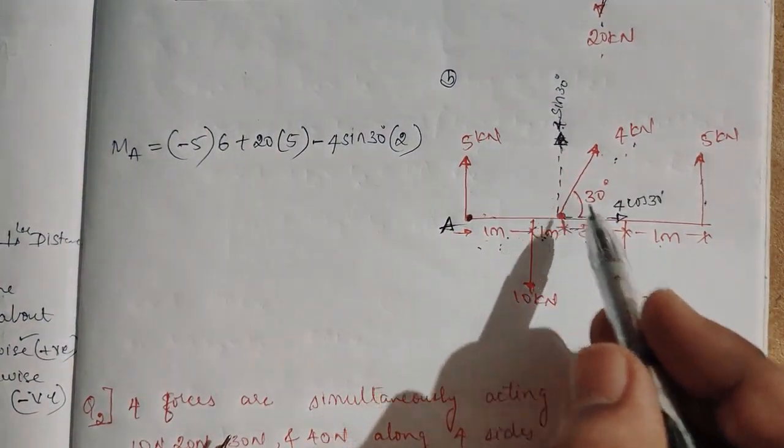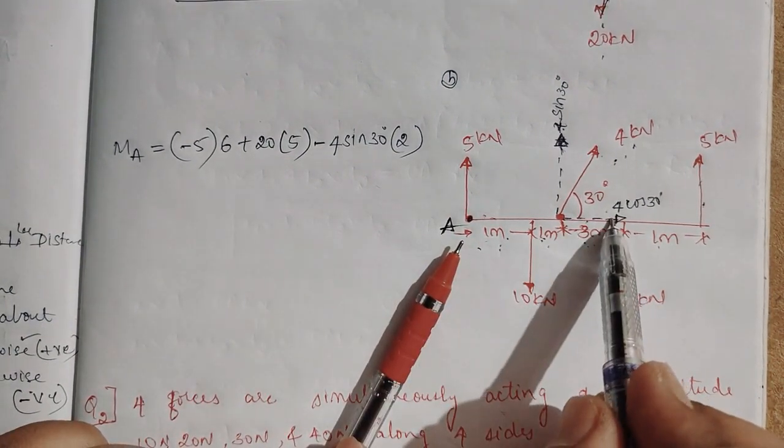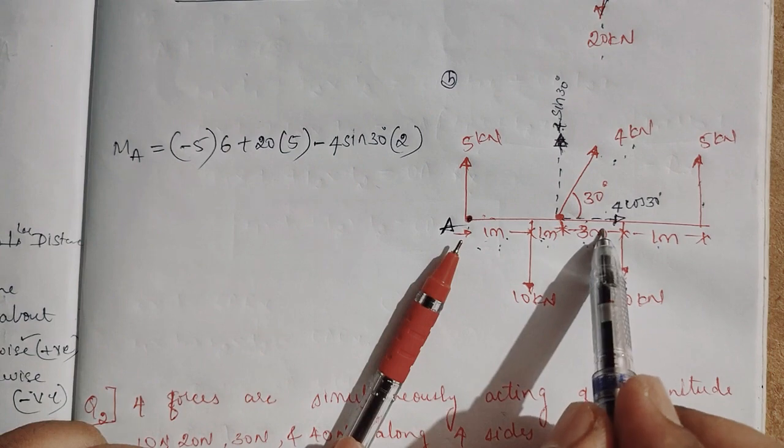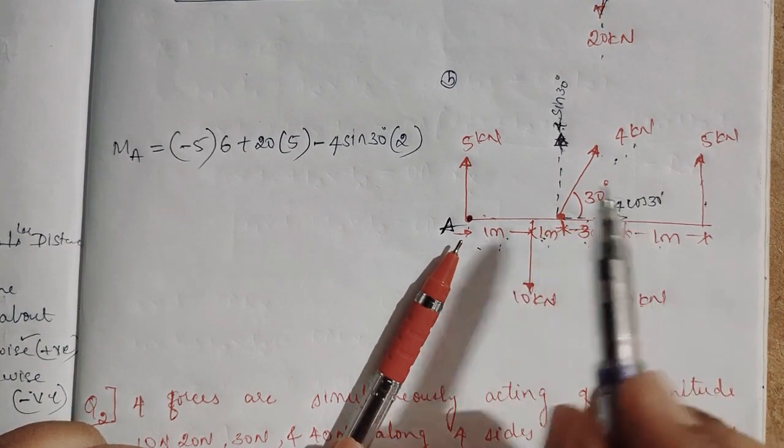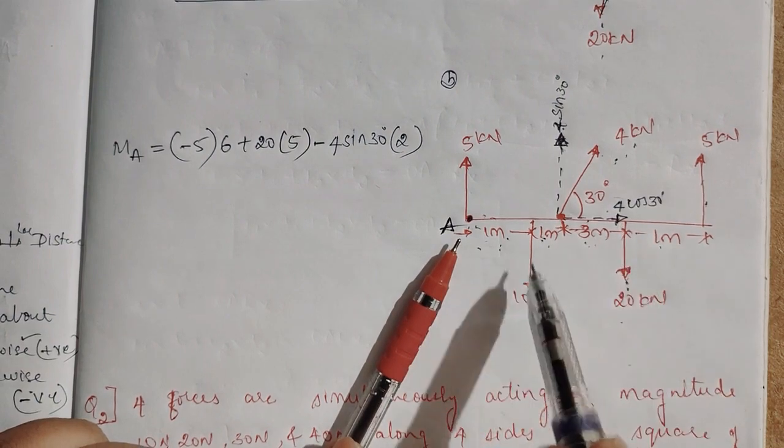Then after 4 kilonewton, 4 cos 30 degree is there. It is not perpendicular to A, so it will not create any movement. This 4 cos 30 degree will not cause any movement about A. Okay, then we will come to the 10 kilonewton.